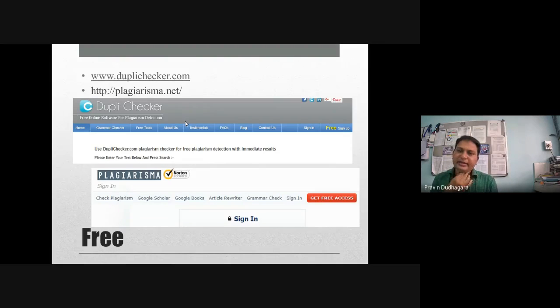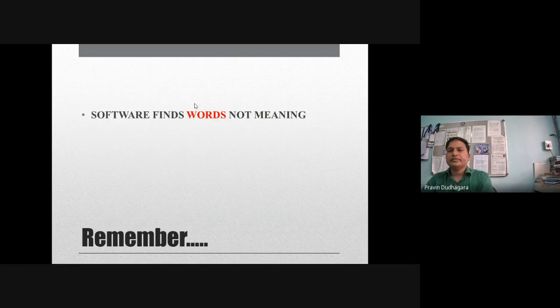And then they freely check the duplication portion, and a similarity index is generally given. Plagiarism.net is also available. Both are free: Duplicatechecker.com and plagiarism.net. The software finds the words, not the meaning.